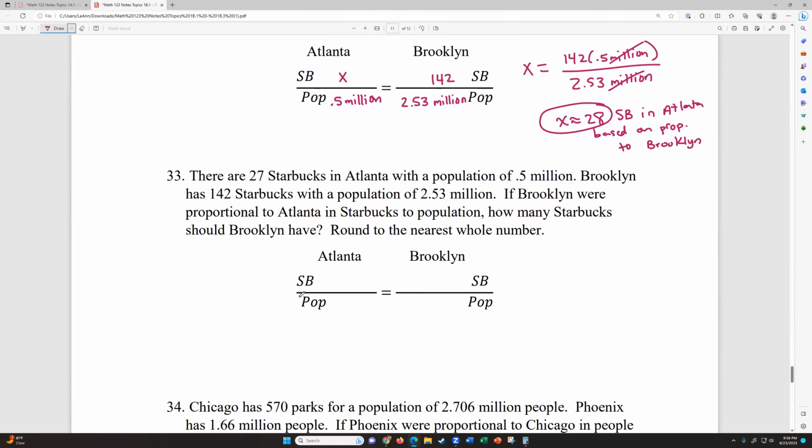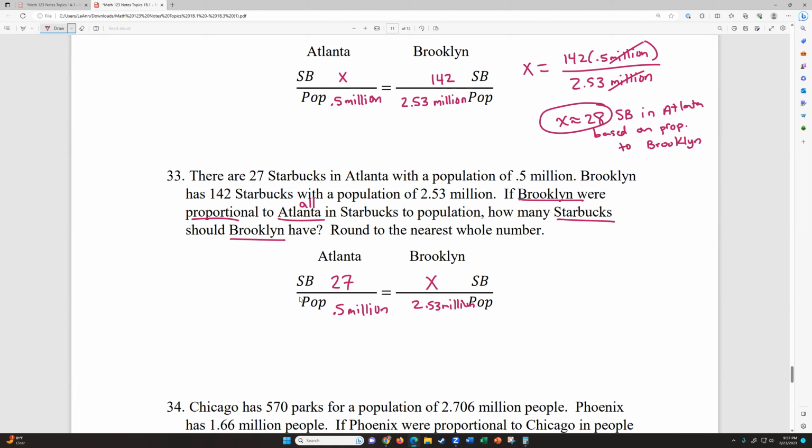All right, let's look at 33. It says there are 27 Starbucks in Atlanta with a population of 0.5 million. Brooklyn has 142 Starbucks with a population of 2.53 million. If Brooklyn were proportional, okay, so this time we're switching it. Brooklyn is proportional to Atlanta. So we're going to use all of the values from Atlanta, and we're going to predict or guesstimate based on that proportion in Atlanta, how many Starbucks should Brooklyn have. So Atlanta had 27 Starbucks over 0.5 million people. Brooklyn, we're going to guesstimate based on this ratio over here, or predict how many Starbucks it should have for its 2.53 million people.